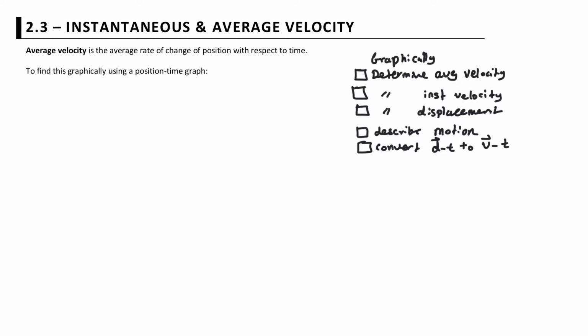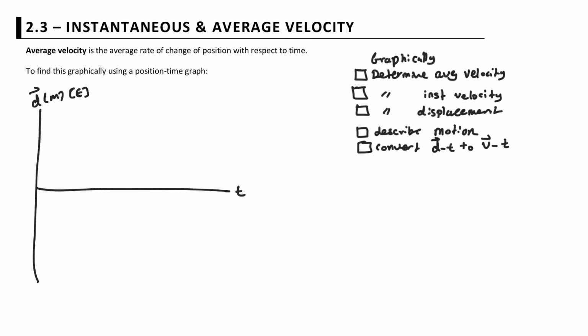One way to talk about average velocity is that it is the average rate of change of position with respect to time. So let's look at this graphically. Let's imagine that we have a graph which has position, with a direction, on one axis and time on the other axis. And here's the graph. And we want to find the average velocity.